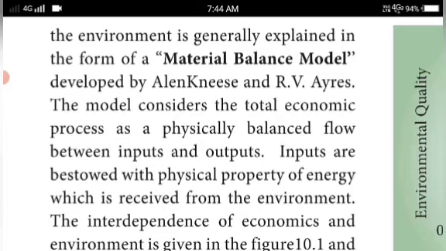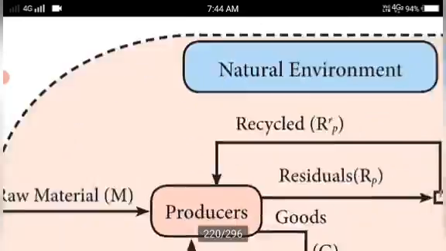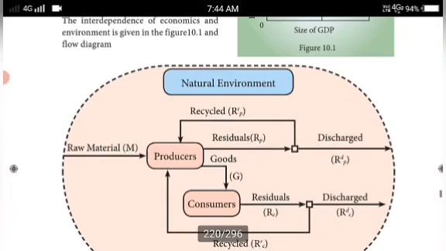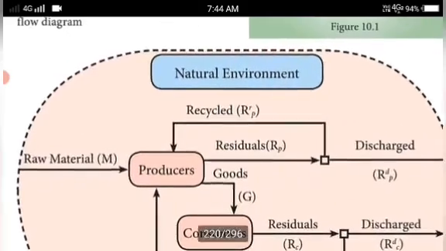You should understand here that the model is telling about the economic process as a physically balanced flow between input and output. Inputs are bestowed with the physical property of energy, which is received from the environment. The interdependence of economics and the environment is given in the picture here. Go through the picture, the natural environment.